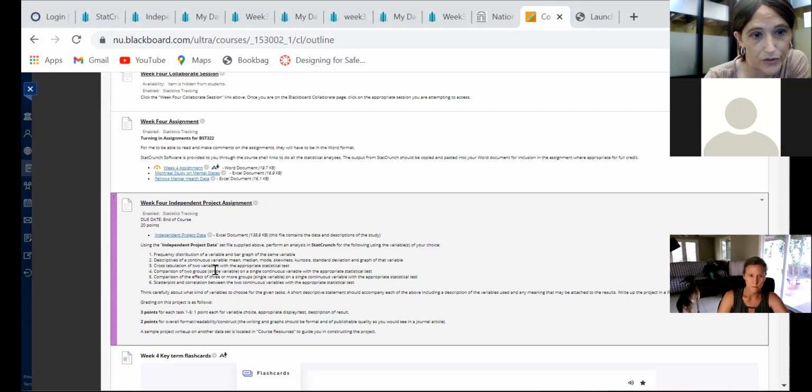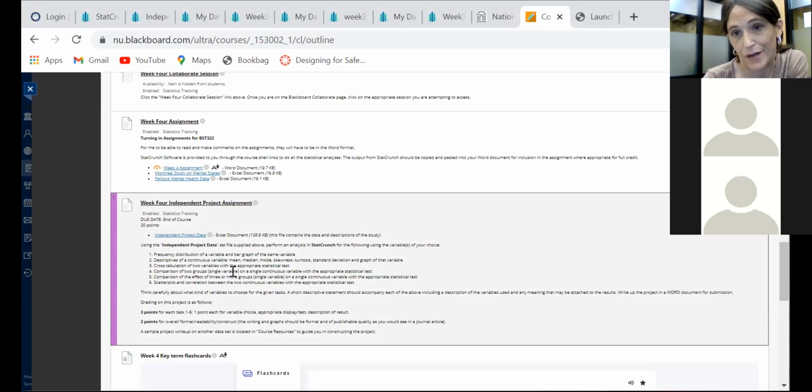So you pick a variable and run a frequency distribution, doing a bar graph. So you're going to want to pick some sort of interval or continuous variable for that one. Descriptors of a continuous variable: mean, median, mode, skewness, kurtosis, standard deviation. So again, this would be kind of review of things that we did earlier in the class. Cross tabulation of 2 variables. Again, you're just going to pick 2 categorical variables.